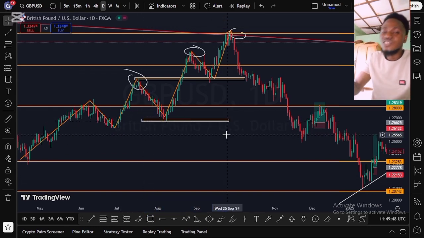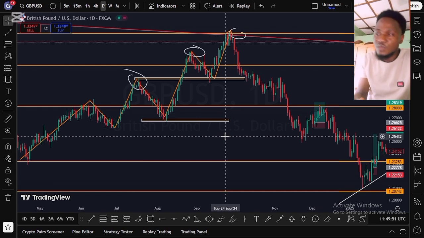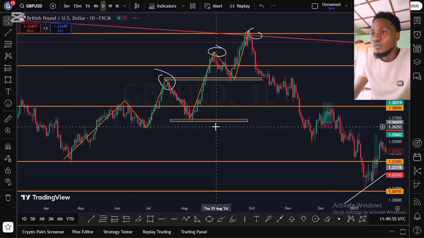So you can see that trading break and retest is very profitable if you understand what you are doing. If you really understand what you are doing.